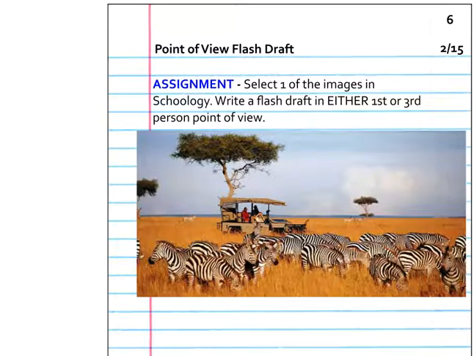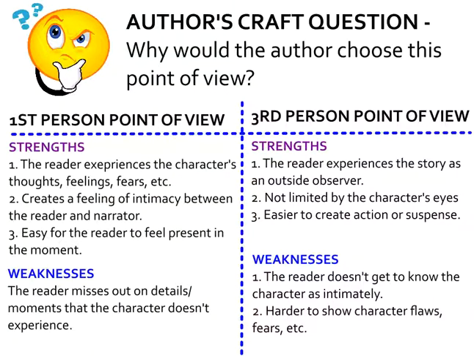So as you decide, I want you to think back on some of the strengths and weaknesses of both first person and third person point of view. Remember, our number one strength for first person is that we get to see the thoughts and feelings and fears of our character. However, we are limited to their eyes. In third person, we get to see all of the scene. Every moment, every detail in that scene.